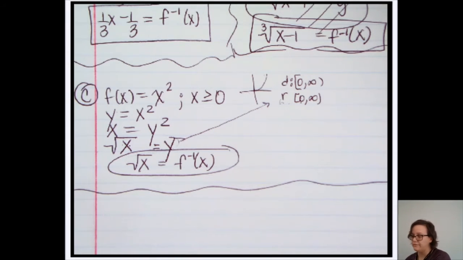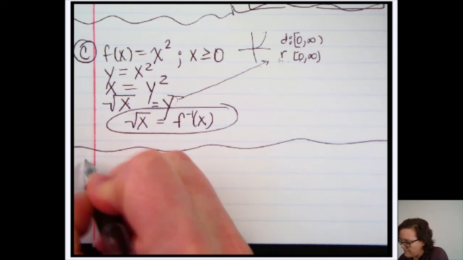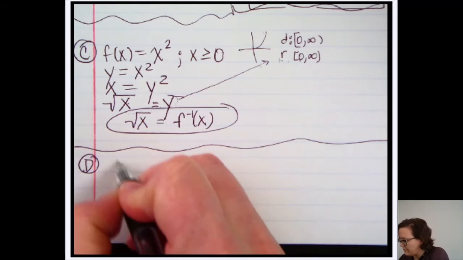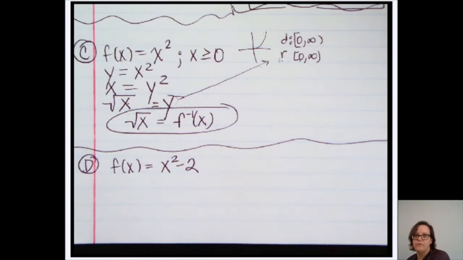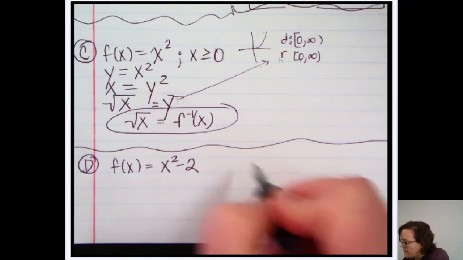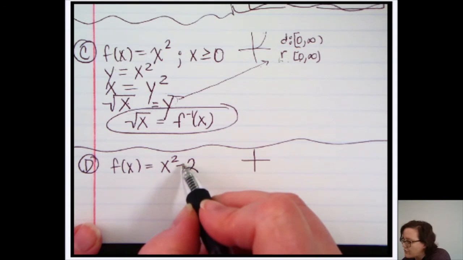Feeling okay? Let's look at another quadratic. So here we have x squared minus 2. Using our transformations, this is a parabola, but it's been moved down 2.